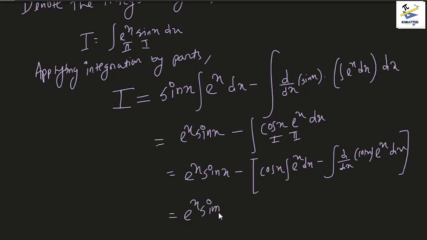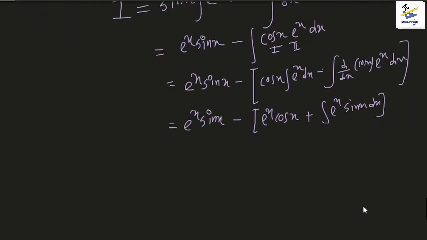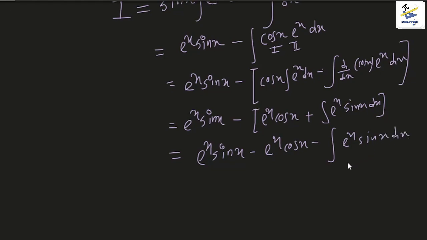So it becomes e to the power x sin x minus e to the power x cos x, and d/dx of cos x is minus sin x, and minus becomes plus. It becomes e to the power x sin x dx. And if you take it away from the bracket, what becomes is e to the power x sin x minus e to the power x cos x minus the integral of e to the power x sin x dx.